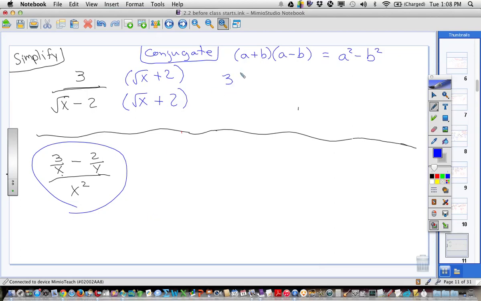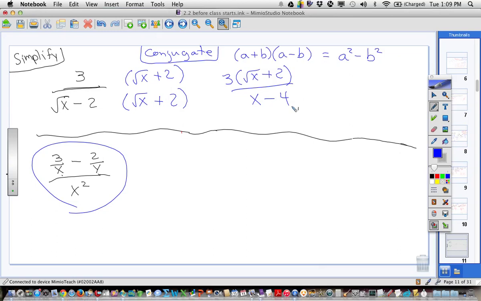So on top we would get 3 times radical x plus 2. I didn't distribute those because usually when we do this we're hoping things cancel. So I like to leave them factored until I know that they're not going to cancel. And what do you get on the bottom here? x minus 4, the radical is gone because we get radical x times radical x, which is x. The outers and inners would disappear, and then negative 2 times 2 is negative 4. And for algebra class, what's happened is we have now got the radical out of the bottom and in the top, which is what they like to see happen.